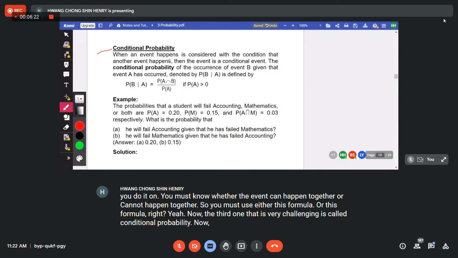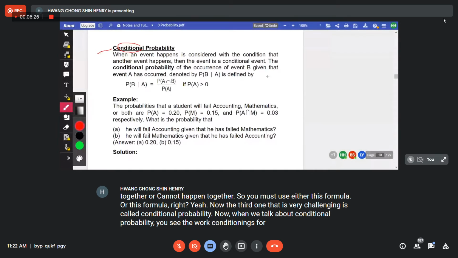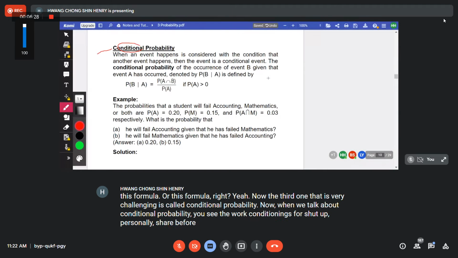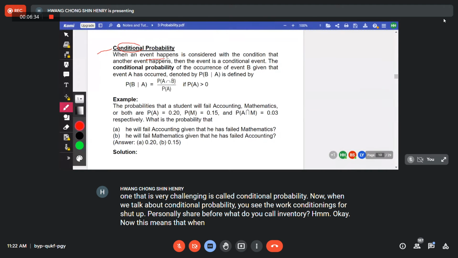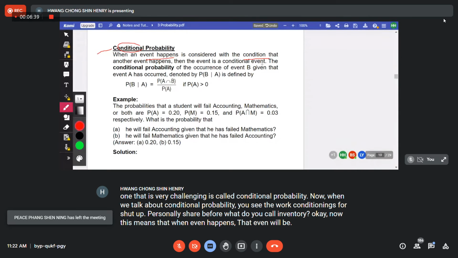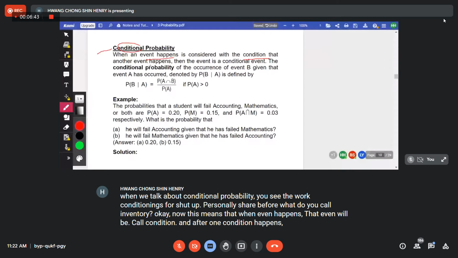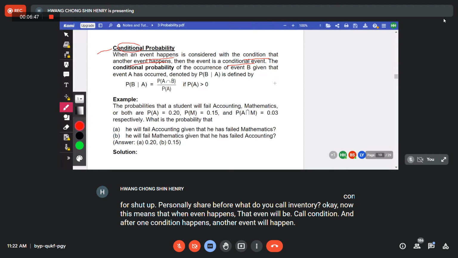Now, when we talk about conditional probability, the word condition means bersyarat. In Malaysia, we call it syarat. What do you call it in Mandarin? Now, this means that when an event happens, that event will be called the condition. And after one condition happens, another event will happen. And that's called the conditional event.